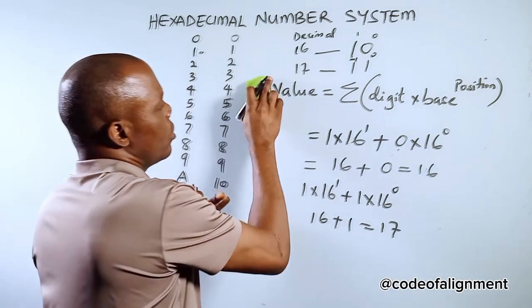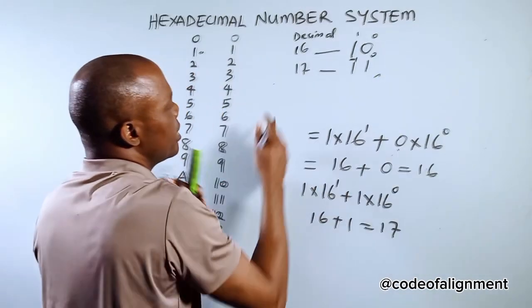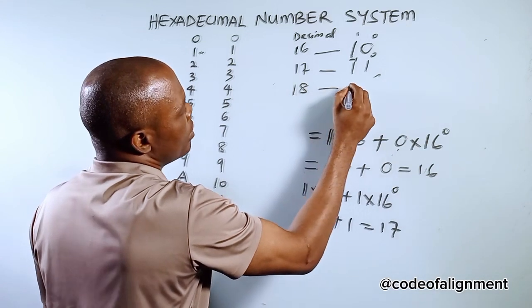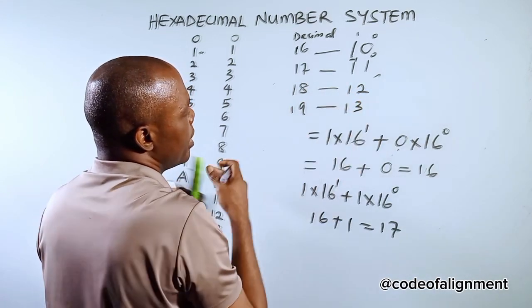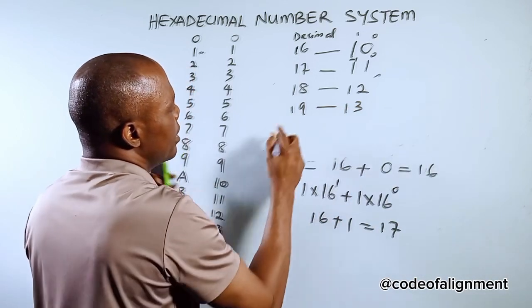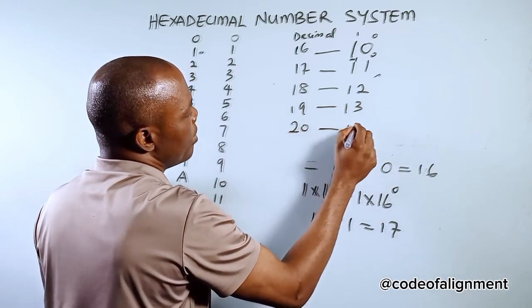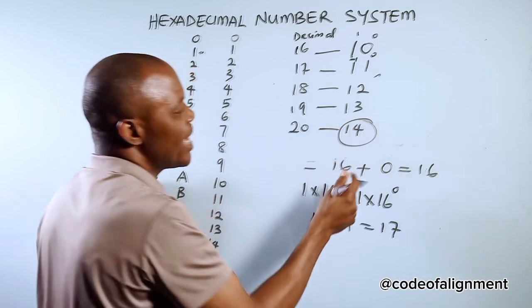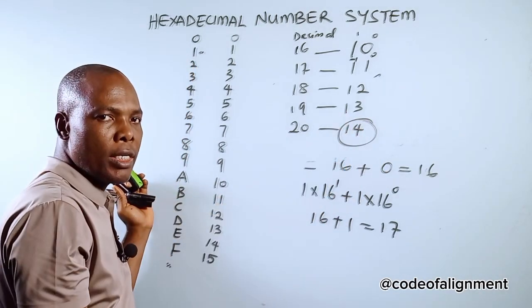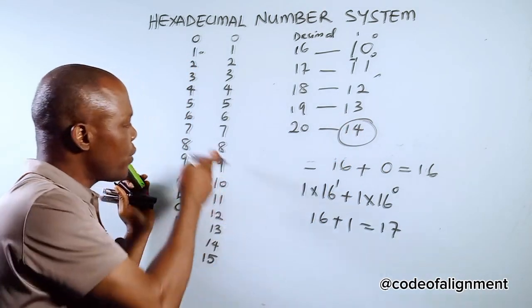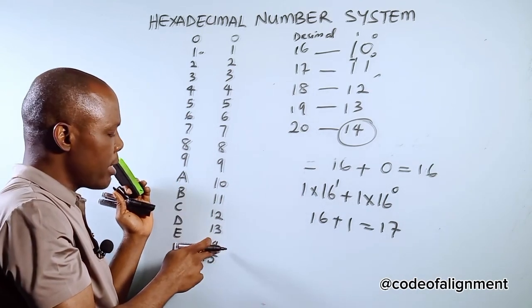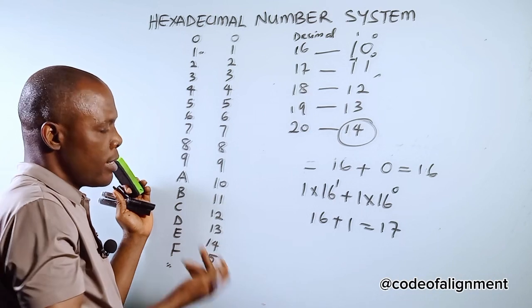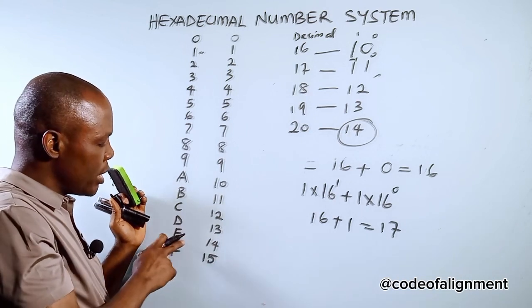So 18 will be 1, 2. 19 will be 1, 3. And then 20 will be 1, 4. So you can see in hexadecimal, 14 is 20, whereas 14 in decimal is 14, and in hexadecimal, 14 is E.